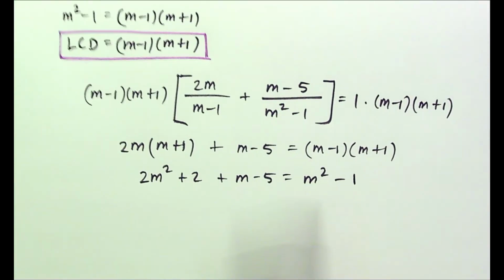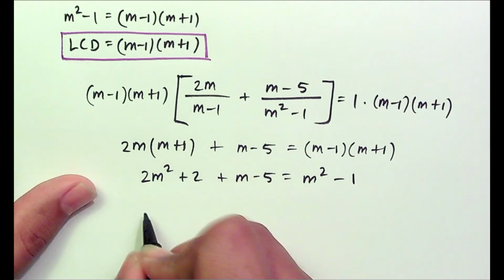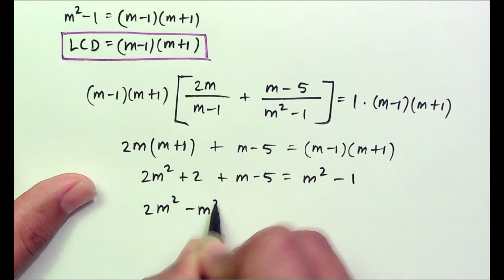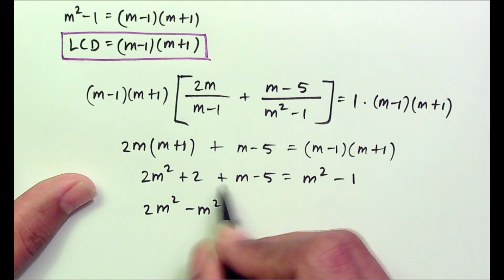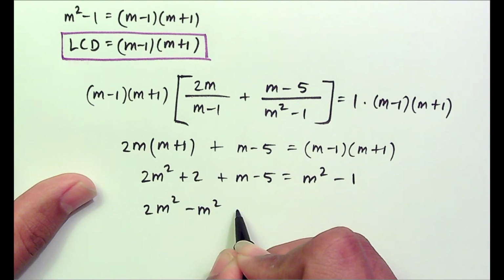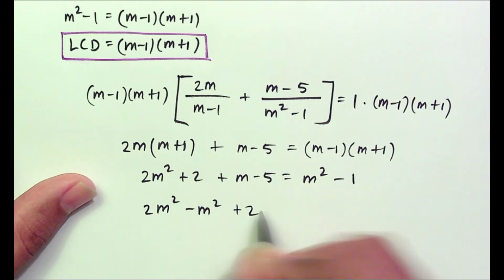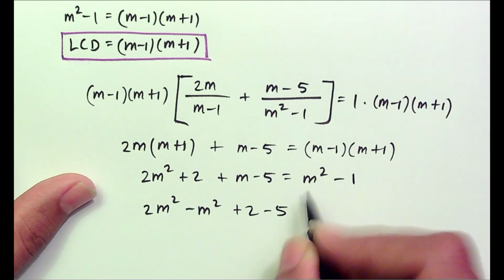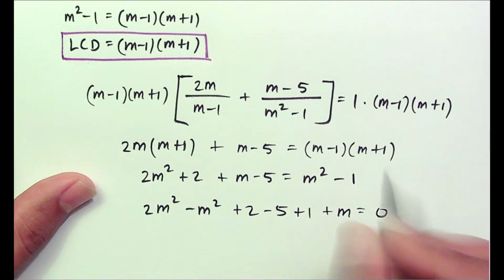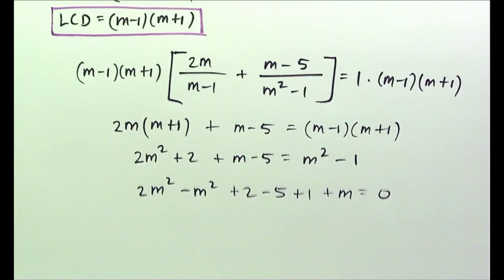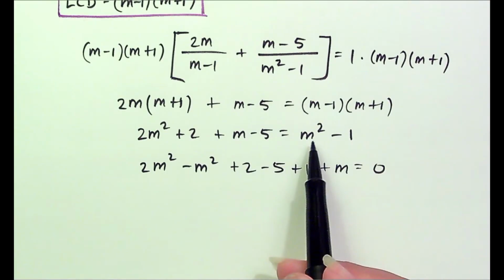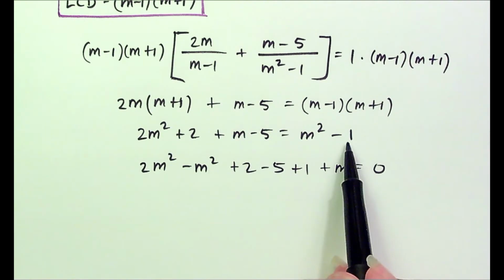Now this is a polynomial equation. Move everything to the left. So this is going to be 2m squared minus m squared. You can combine the 2 and the minus 5, I'm going to do it in the next line. Plus 1. And then you still have that plus m. Okay, I basically just moved everything to the left. I didn't combine anything. I moved the m squared, there it is, and I moved the minus 1, there it is.